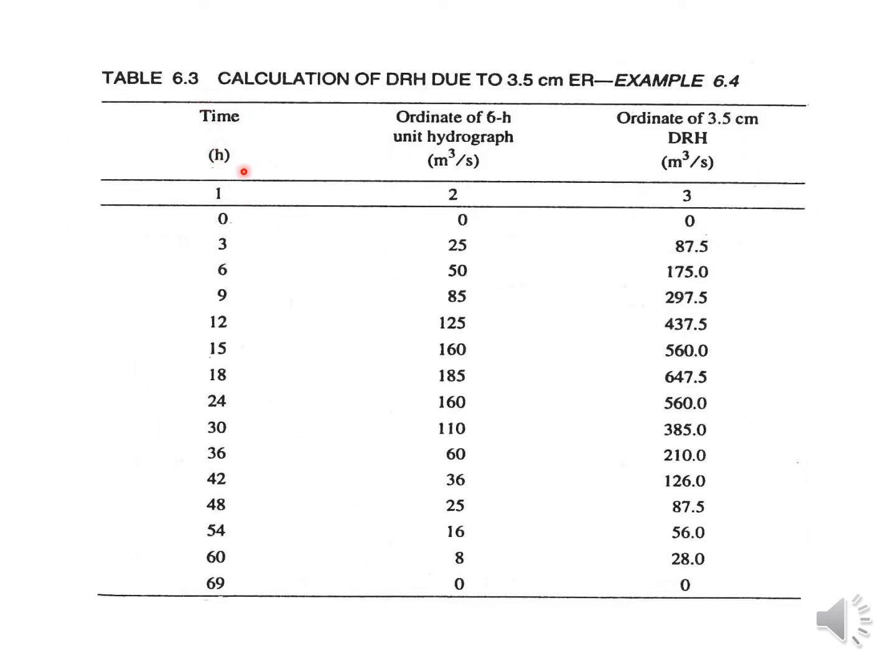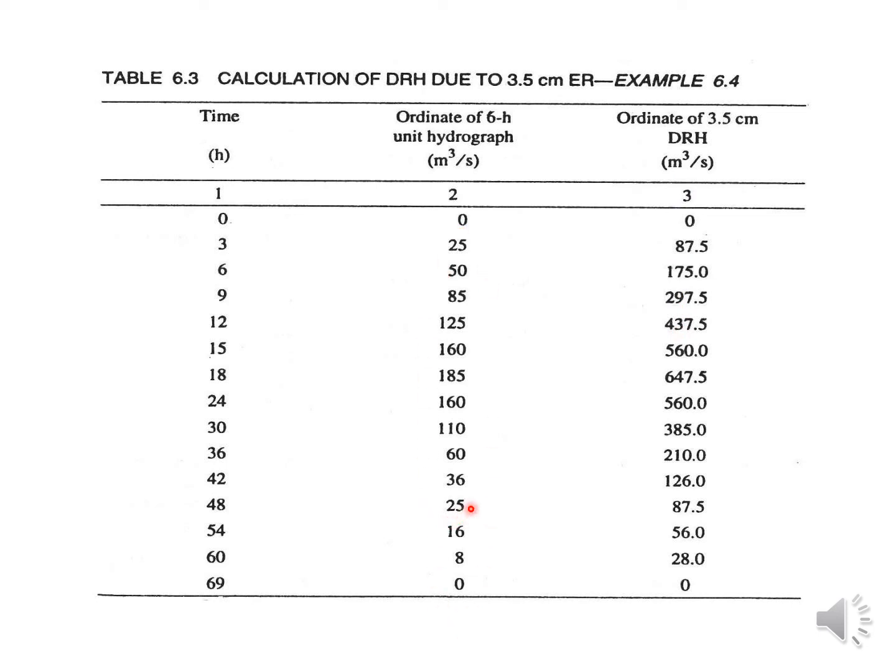Here these two columns, time and ordinate of the 6-hour unit hydrograph, were given in the question. We have to calculate the ordinate of the 3.5 cm DRH. As this is the data of a unit hydrograph, and we know that a unit hydrograph represents a hydrograph of 1 unit depth, we can assume that this data is for 1 cm depth. And to calculate the DRH of 3.5 cm, we need to multiply this data by 3.5.